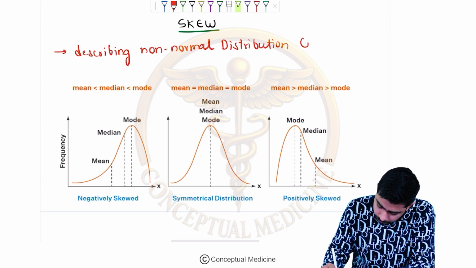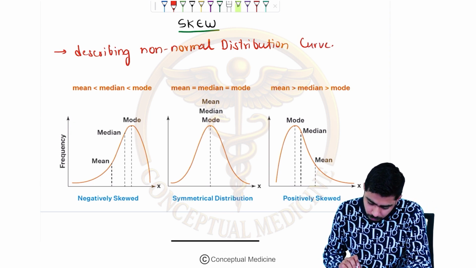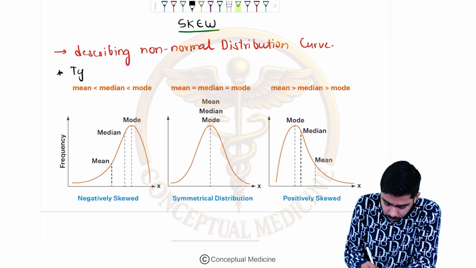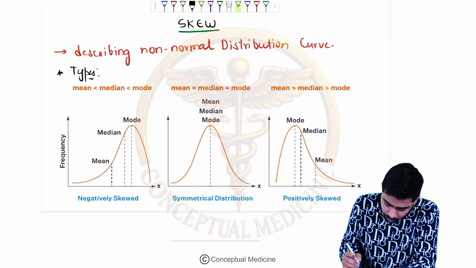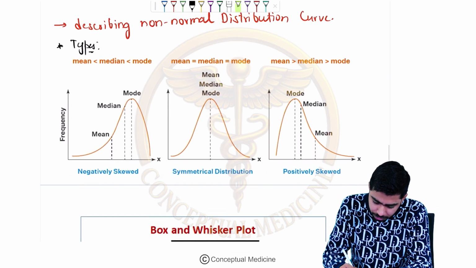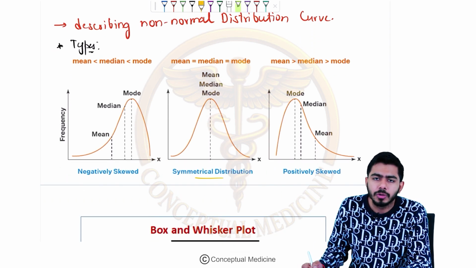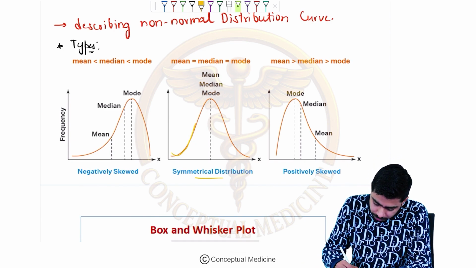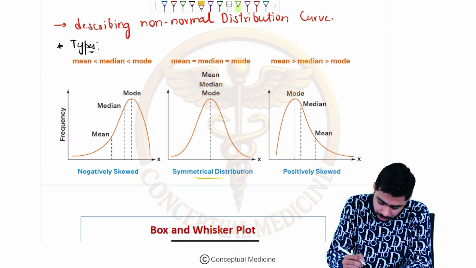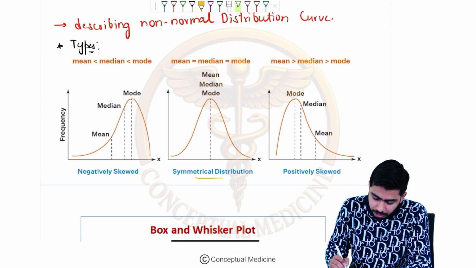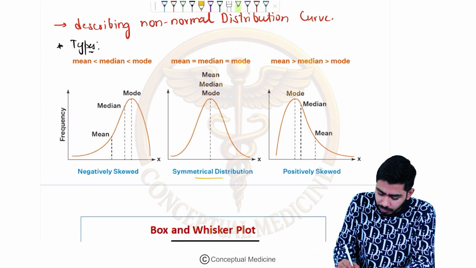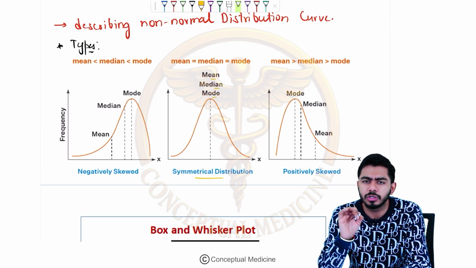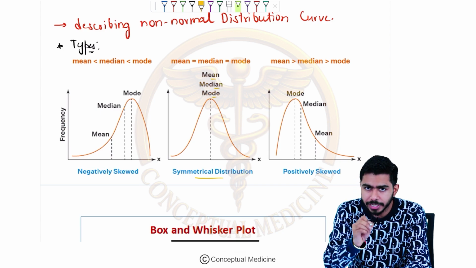For revision purposes, we shall be talking about the types also. This was the symmetrical distribution we talked about in the normal distribution curve chapter, a very nice symmetrical shape, with the mean at the center. In the normal distribution curve, the mean, median and mode coincide at the center.